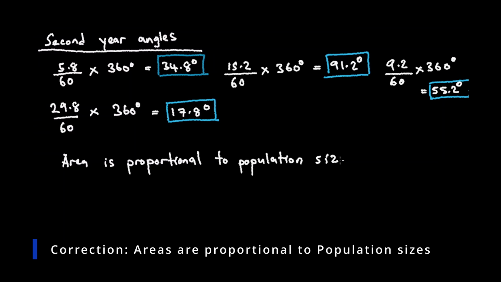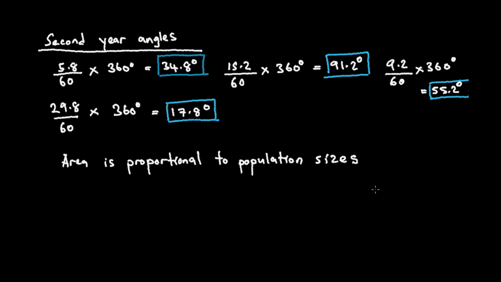You can write it like this: area is proportional to population sizes. What do we mean by this? Pi r1 squared is to pi r2 squared is going to be in proportion to f1 is to f2. The pi's cancel each other. We divide by pi on both sides. You know what we mean.